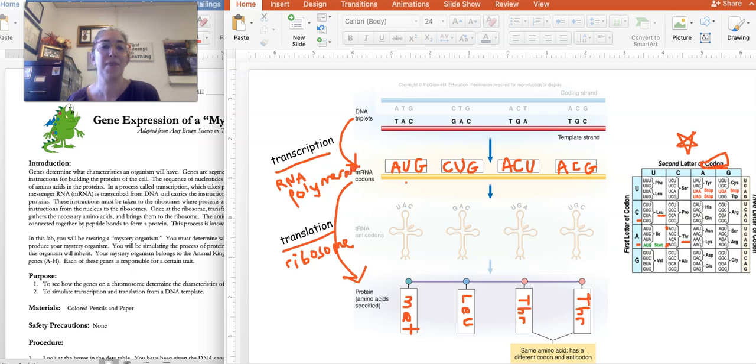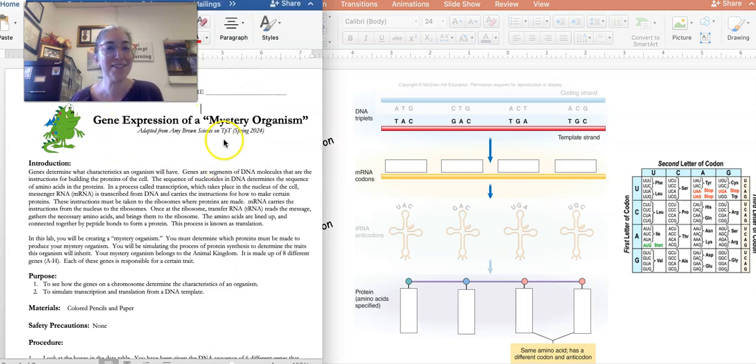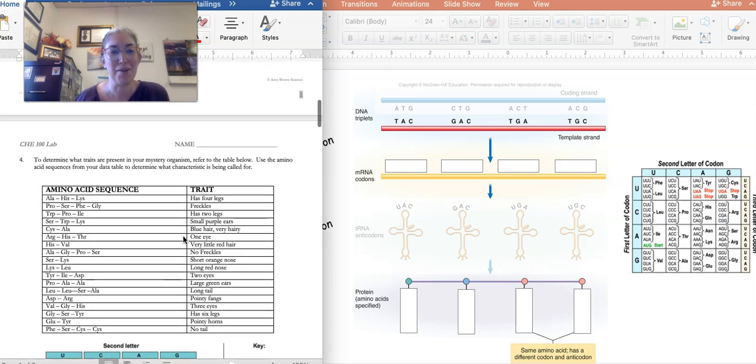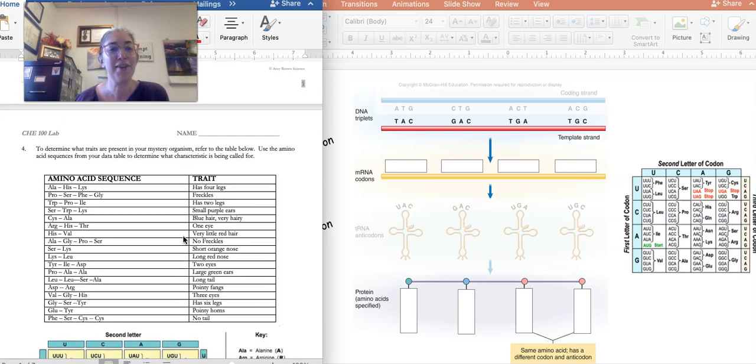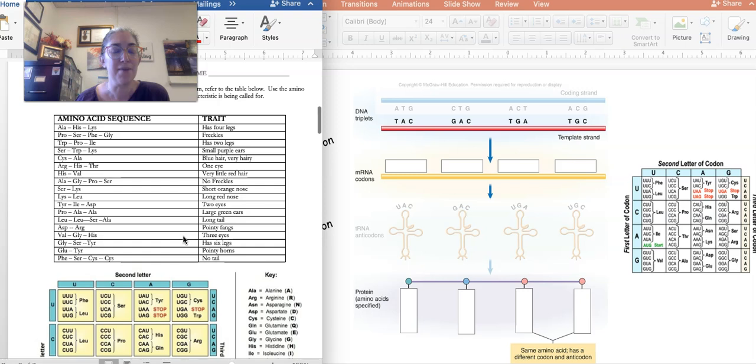Okay, so in this lab, how do I unclick my pencil? Oh, there we go. Okay. Here's the lab here, the gene expression of a mystery organism. And so this is supposed to be fun and creative. Okay, so on this page here, page 2 of the lab, you have your sort of coding references.